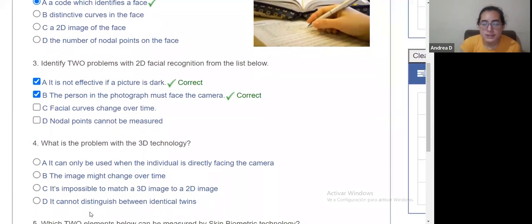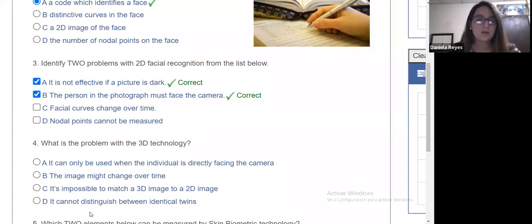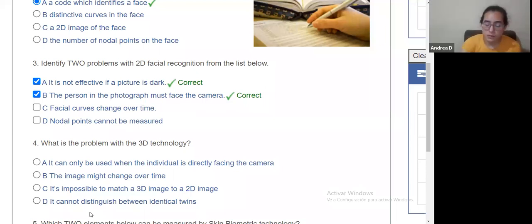Now 4, what is the problem with the 3D technology? So look at your notes. Letter C, it's impossible to match a 3D image to a 2D image. Yeah, do you agree? Yes.